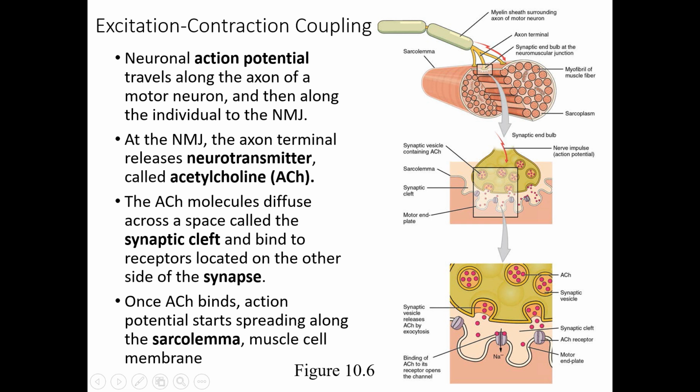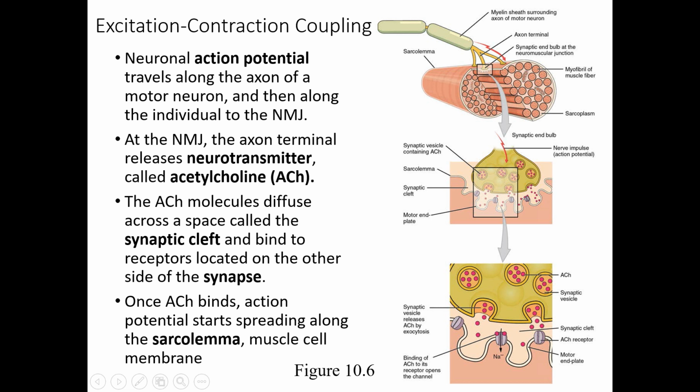At the neuromuscular junction, here it is. That's the end of the neuron, sometimes called the synaptic bulb, and that is part of the muscle cell. So between those two cells is what we call the synaptic cleft. And at the neuromuscular junction, the axon terminal releases a chemical called a neurotransmitter. There are different types of neurotransmitters, but the one for skeletal muscles is called acetylcholine. So acetylcholine is released from the nervous cell into the synaptic cleft, the space between the two cells, nervous and muscular.